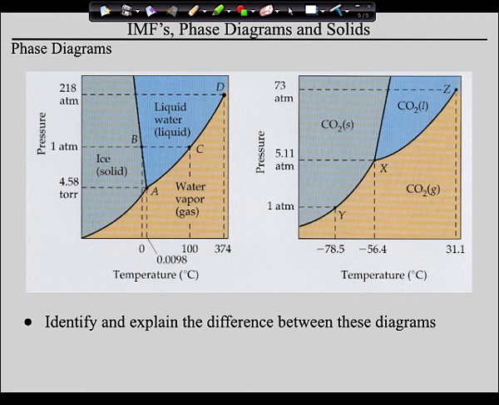Also notice, guys, this is the one that I find the most practically interesting. Notice where the triple point is for carbon dioxide.